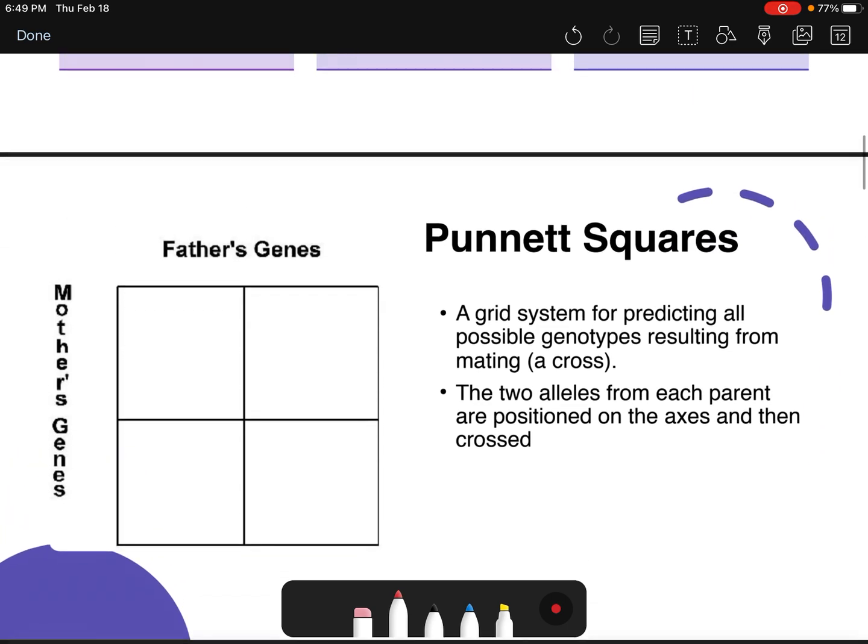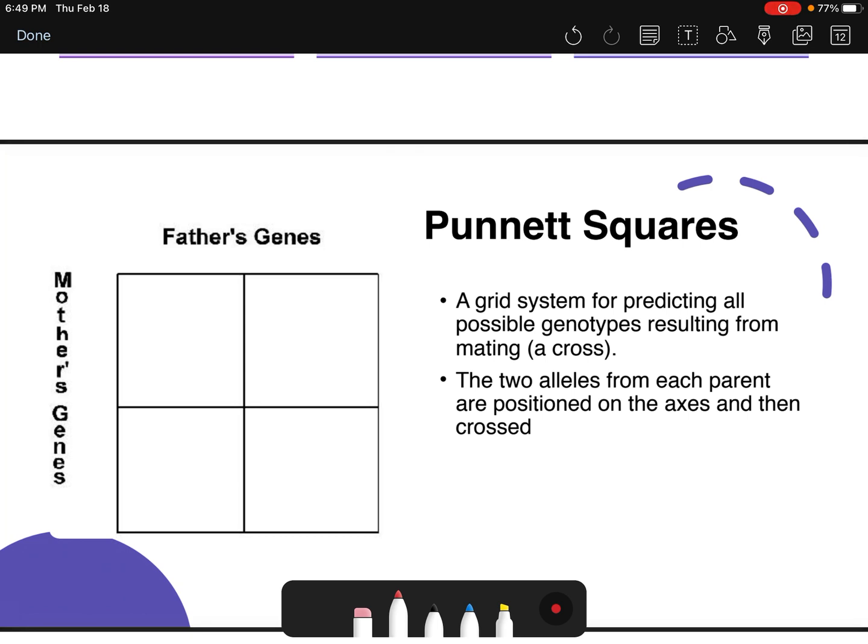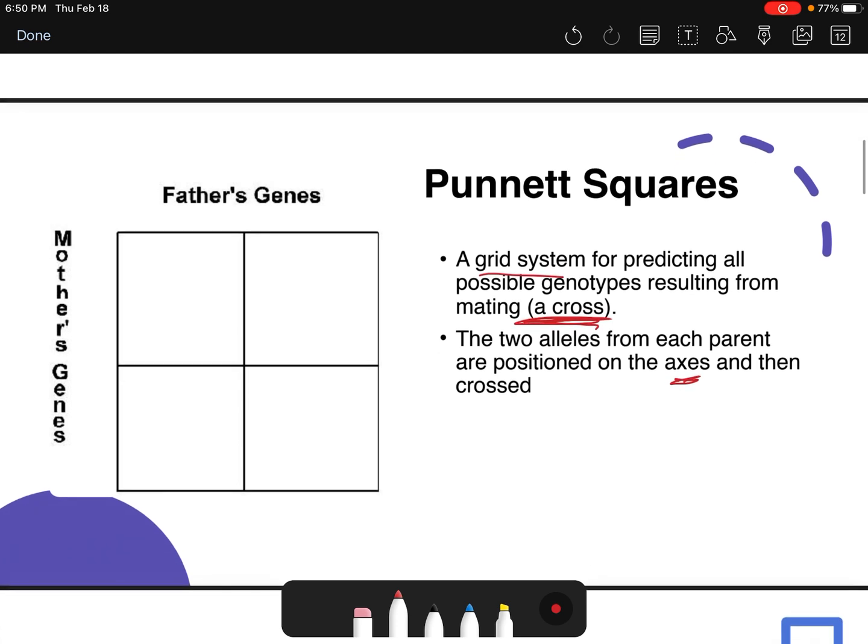All right, so a Punnett square is just a grid system for predicting all possible genotypes resulting from a mating or a cross. When we talk about matings, we're talking about a cross, and the two alleles from each parent are positioned on the axes and then crossed. The most important thing about the Punnett square is how we get it all set up.